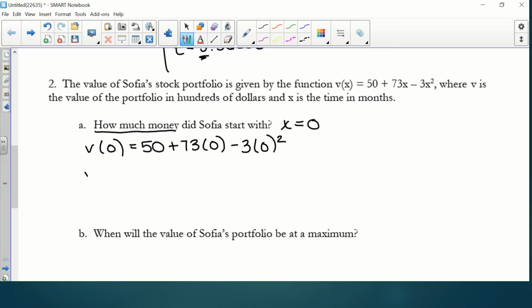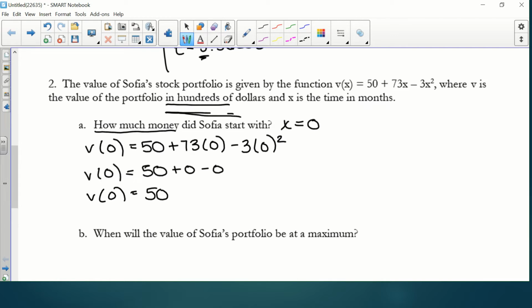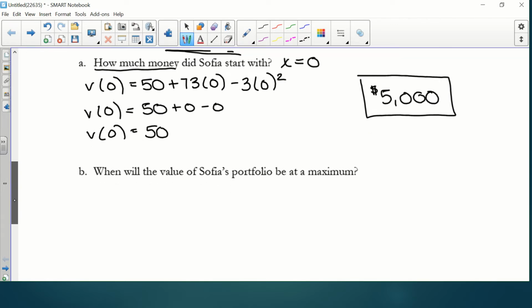All right, so simplifying all of this, v of 0 equals 50 plus 0 minus 0. Okay, easy enough. So v of 0 equals 50. Now remember, this value is in hundreds of dollars. So if that's the case, 50 times 100 is going to give us $5,000. And that is how much Sophia starts with. All right, so let's keep going.